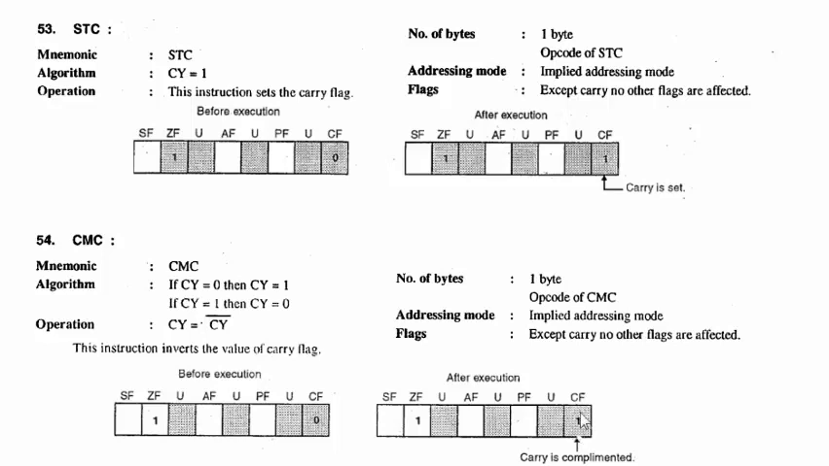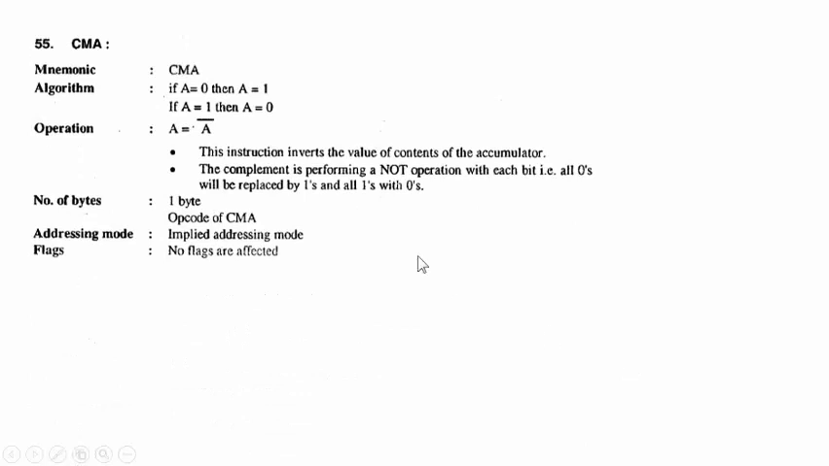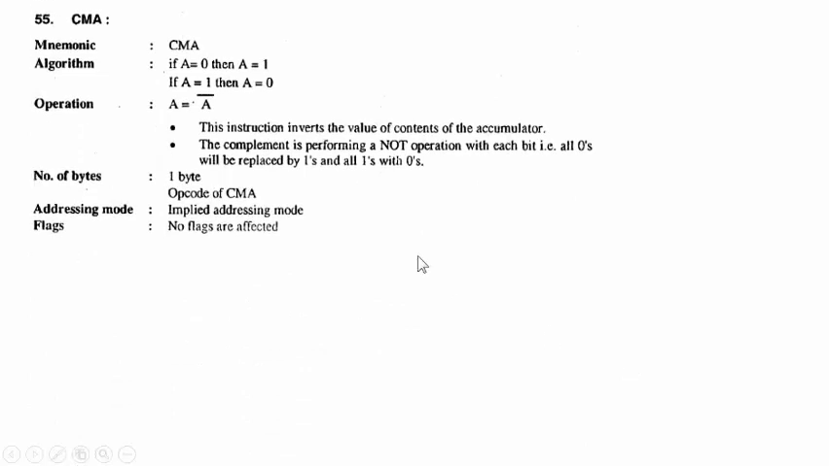So in this case also, except carry, no other flag bits are modified. So before execution, suppose if 0 is there in the carry flag bit, after the execution of this CMC you will get logic 1. Again if the CMC instruction gets executed, this 1 gets inverted, or by the inversion operation of this carry flag bit, you will get 0 in the carry flag bit location.